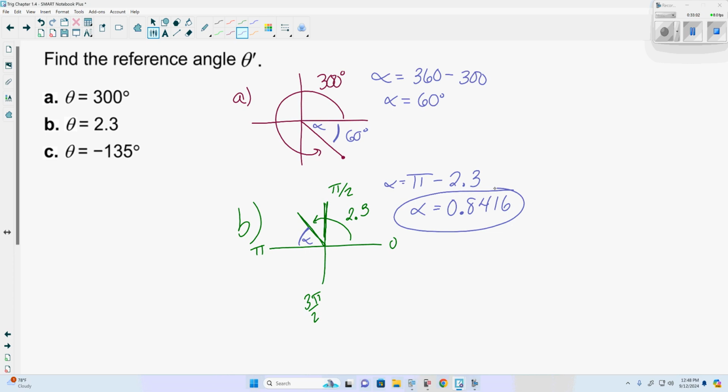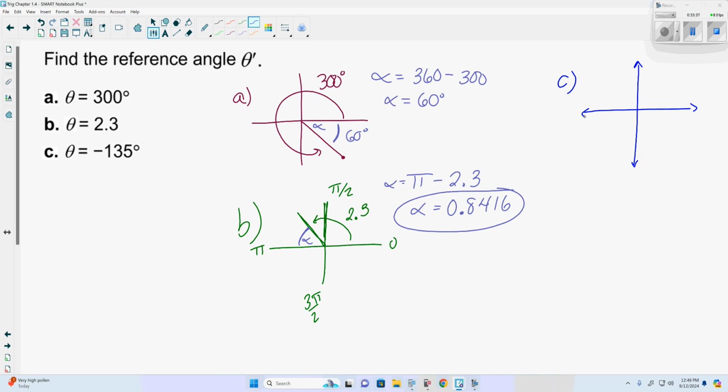So sometimes, especially for these, finding the reference angle in radians might be easier if you convert it to degrees, figure out what the reference angle is in degrees, and then just convert it back to radians with our pi over 180 or 180 over pi. Questions on any of these here so far? Questions on anything we've done so far?